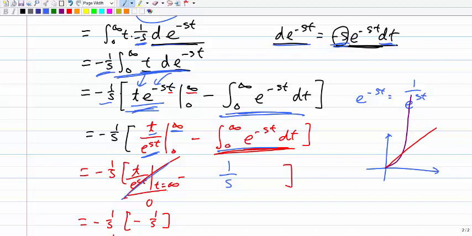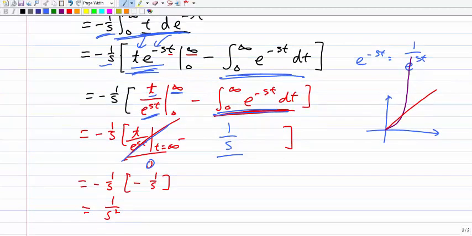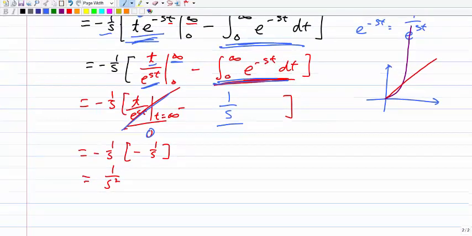The first whole term becomes 0. The remaining integration is the one I talked about in the previous step, which is 1 over s. So it's negative 1 over s times negative 1 over s, because the negatives cancel out. I end up with 1 over s squared. This is how I computed the Laplace transform using this example.